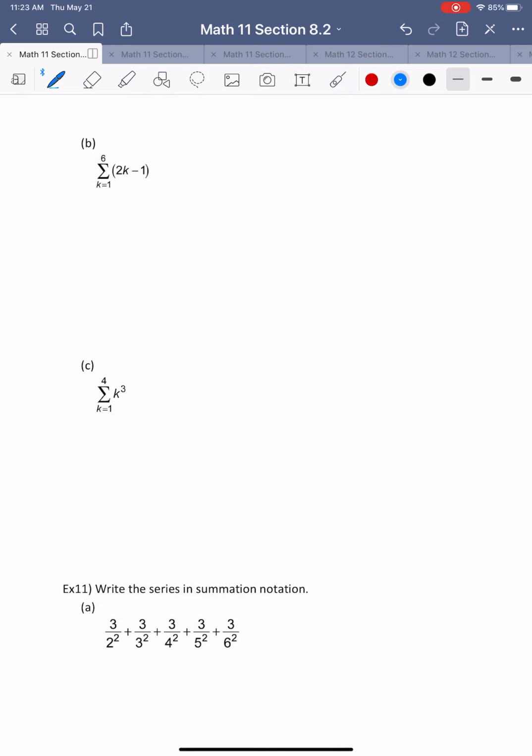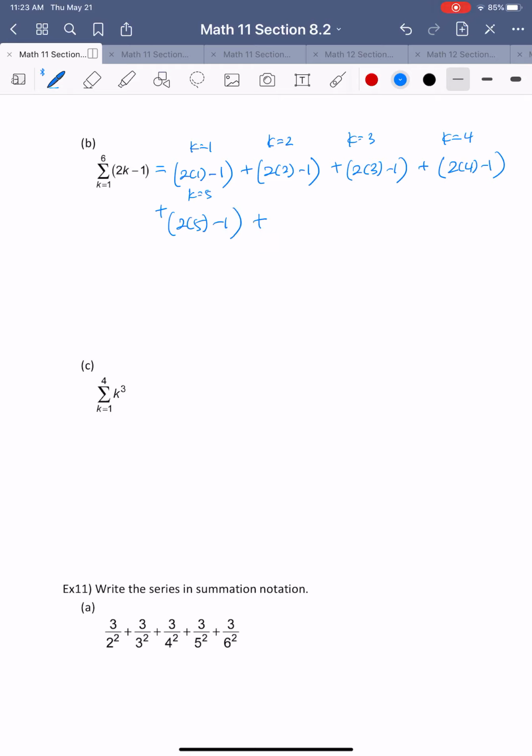All right, this one means what? Now we have to figure out k equal to 1: you get 2 times 1 minus 1. k equal to 2: 2 times 2 minus 1. k equal to 3: 2 times 3 minus 1. k equal to 4: 2 times 4 minus 1. k equal to 5: 2 times 5 minus 1. And k equal to 6: 2 times 6 minus 1. So you get 1 plus 3 plus 5 plus 7 plus 9 plus 11, which comes out as 36.